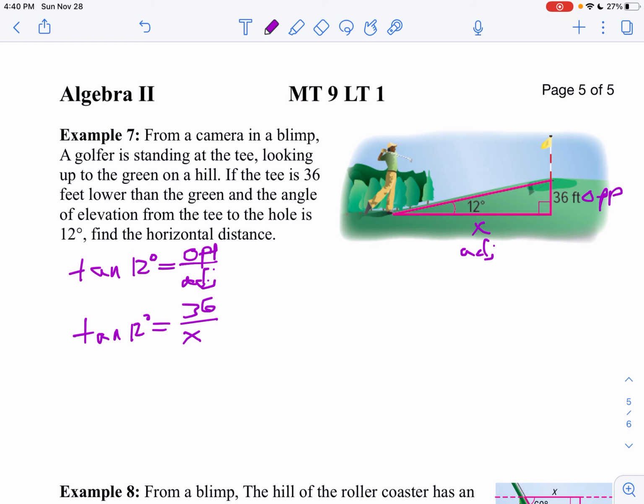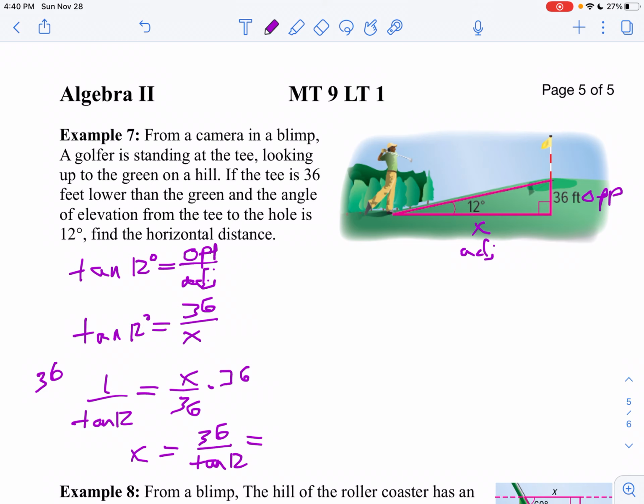Now, it's kind of hard to solve a problem when you have x in the denominator. So what I'm going to do is take the reciprocal of both sides. So I'm going to say 1 over the tangent of 12 degrees. Well, that's actually the cotangent of 12 degrees, but I'm just going to leave it as 1 over tangent equals x over 36. Then to solve for x, I multiply both sides by 36. So x is, I don't know why I put x on the left-hand side there, I meant to put 36. So x is 36 divided by the tangent of 12 degrees.